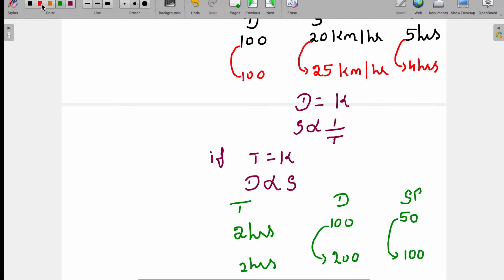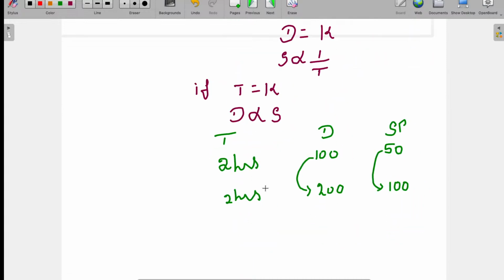This concept is called directly proportion. What is the meaning of directly proportion? It means the distance ratio is equal to the speed ratio. The distance ratio is 2:1 and here also you will get 2:1. That is called directly proportion. So if time is constant, distance is directly proportion to speed, meaning distance ratio is equal to speed ratio. As it is, if speed is constant, same thing, distance is directly proportion to time.